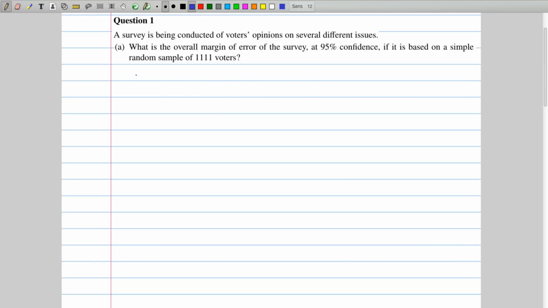voters? Now, margin of error is 1 divided by square root of n, where n is the number of, say, people in your sample, or the amount of data you get back, essentially. So this is 1 over square root of 1,111, because there's that many voters in the survey, and that turns out to be 0.030, and I'll throw in an extra 0 there just for the extra accuracy.